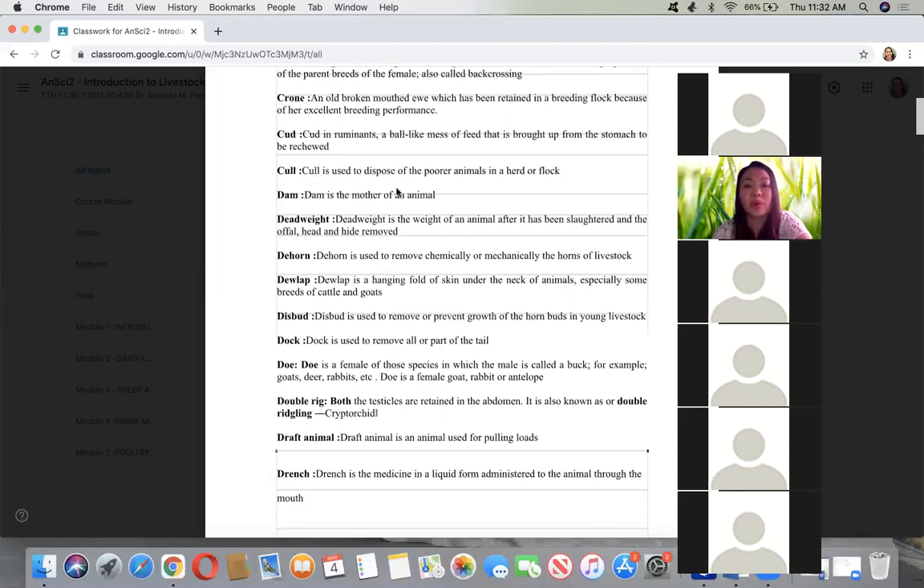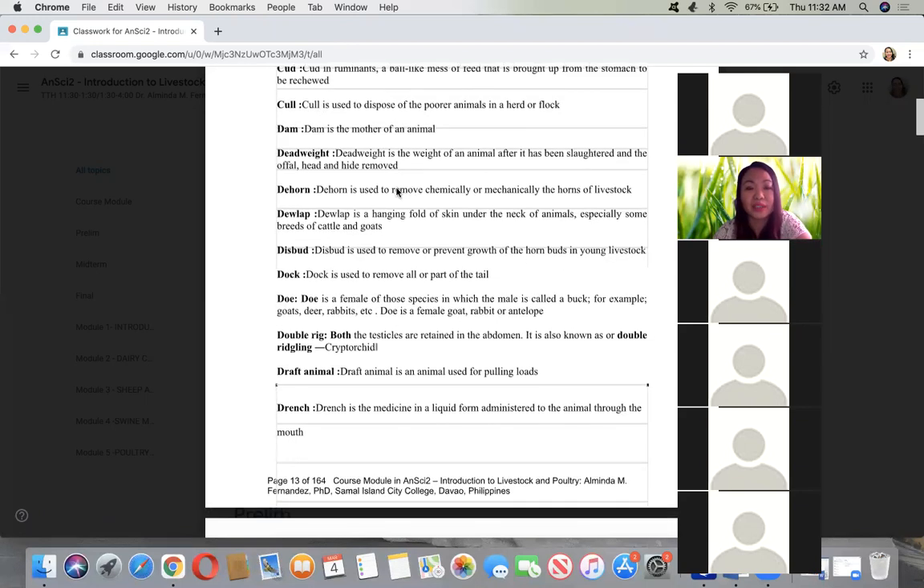Cull is used to dispose of the poorer animals in a herd or flock. So if you're not doing good in the subjects, you will be culled. Dam is the mother of an animal. Dead weight is the weight of an animal after it has been slaughtered. And dehorn is used to remove the horns of livestock.